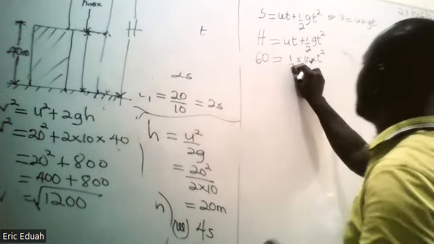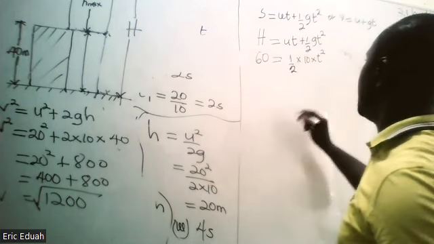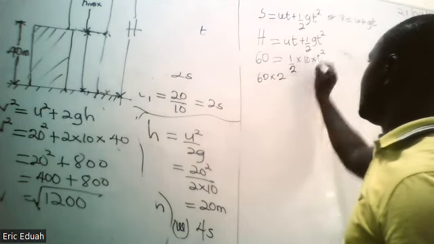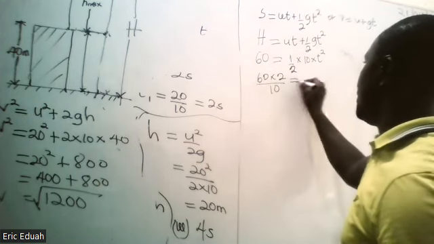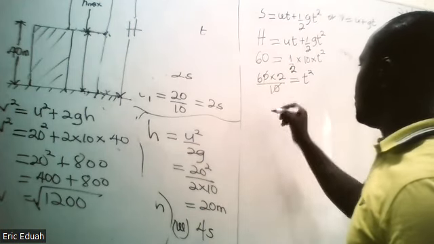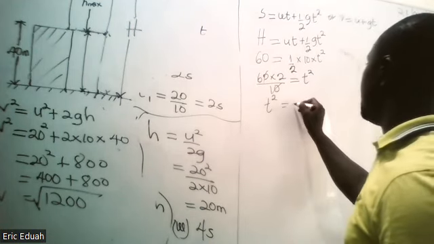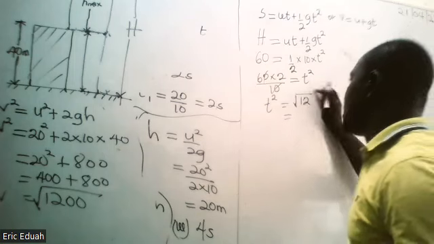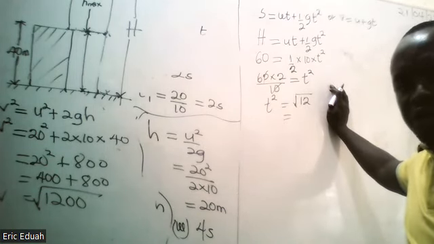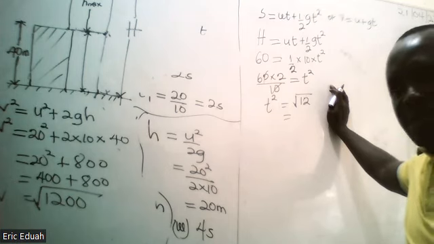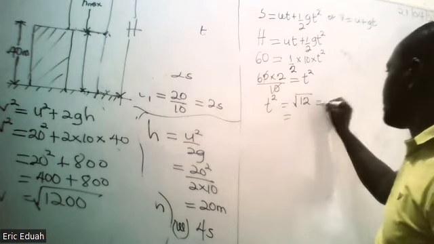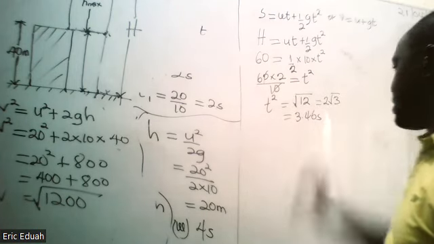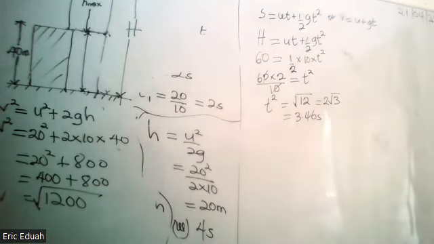So once u is 0 and I have this, let's make t the subject. 60 by 2 divided by 10 will be equal to t squared. So we have t squared giving us root of 12, and root 12 is 2 root 3. Give me 2 root 3 in decimal. What's that in decimal? 3.46. So 3.46 seconds. Yes, 2 dp is fine.